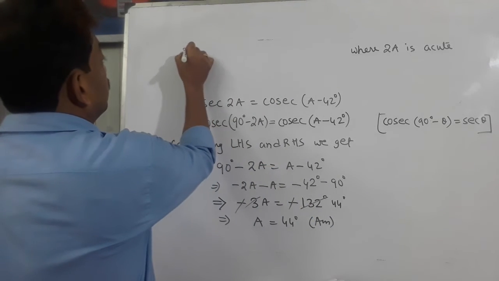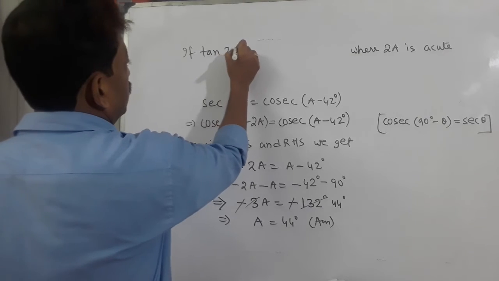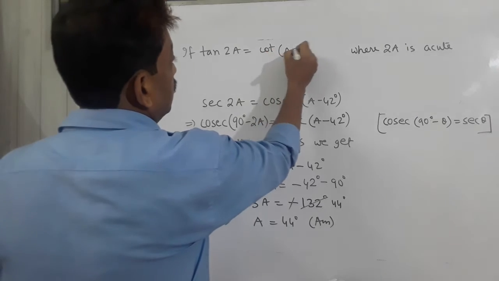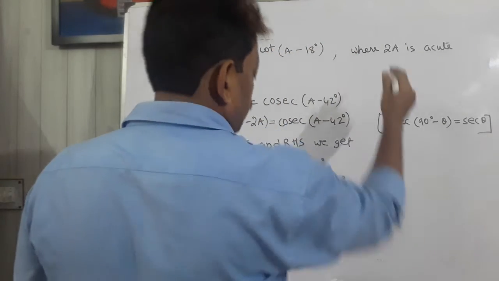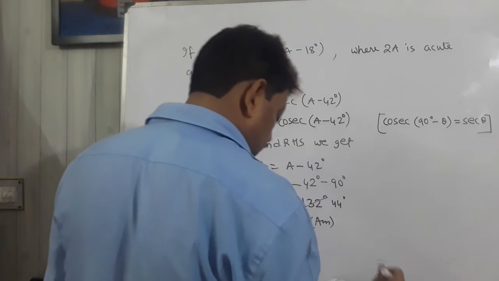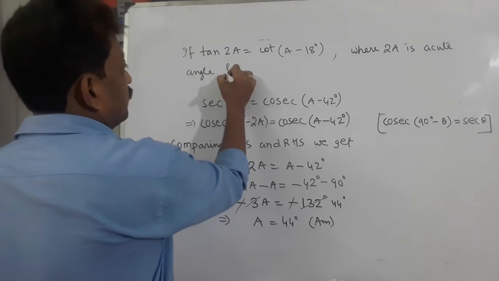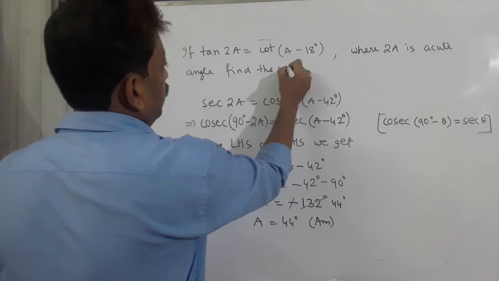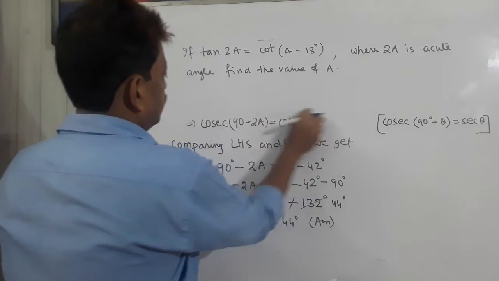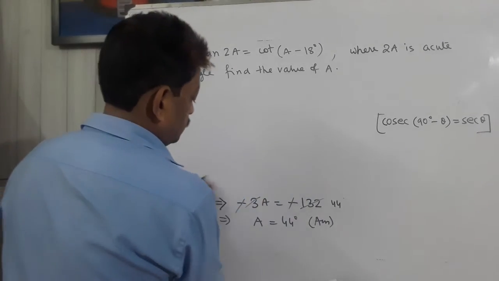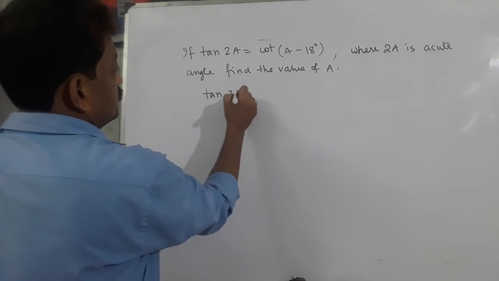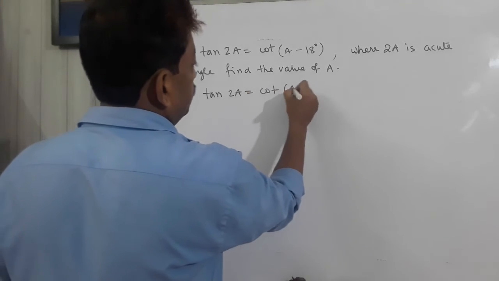If tan 2a equals cot a minus 18 degrees, where 2a is an acute angle, find the value of a. So this sum also will be done in the same way. Here tan 2a is equal to cot a minus 18 degrees.